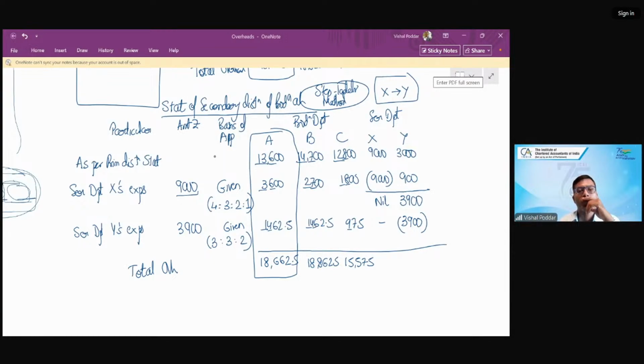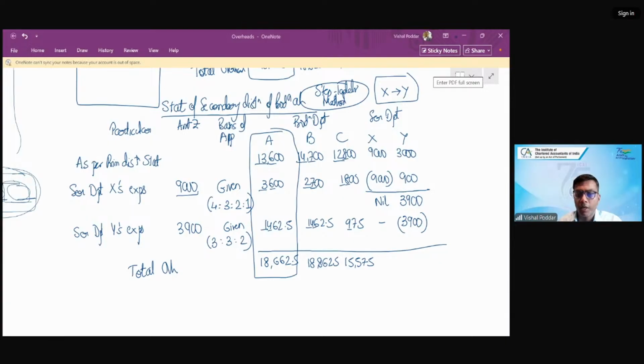But why do we use the ratio? Because X is also giving to Y. If X is giving to Y, you have to take 4, 3, 2, 1. Y is not giving to X, so you will take 3, 3, 2 for Y. Correct, Mustafa? Yes, perfect. So these are nil.